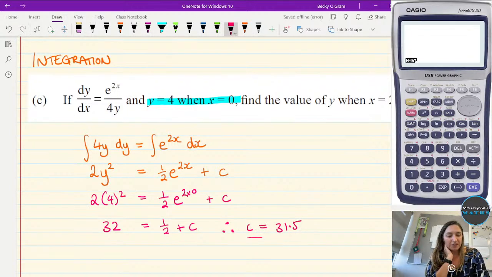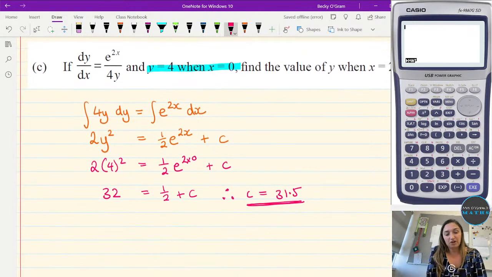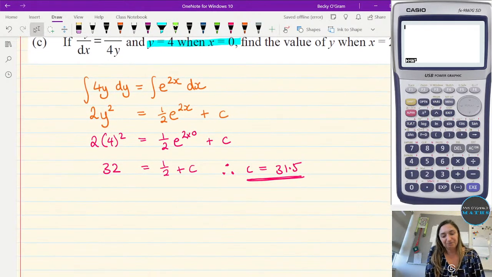Now getting to that point there is often where a checkpoint might be for an achieved bit. So underline those bits as you go. It makes it easier for your marker to find it. Okay, now moving on to the final part, find the value of y when x is 2.